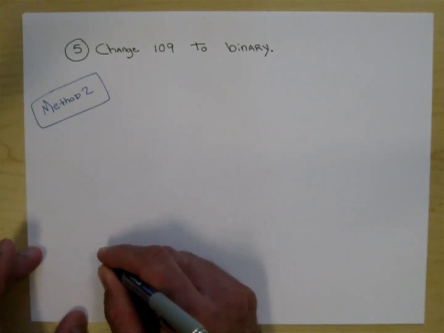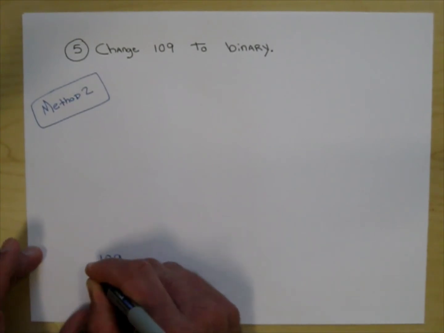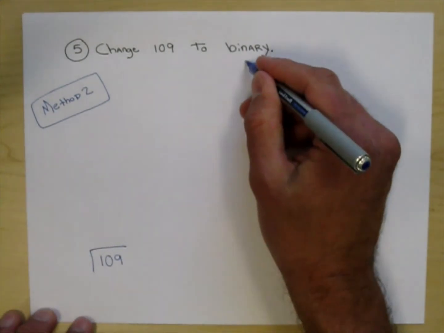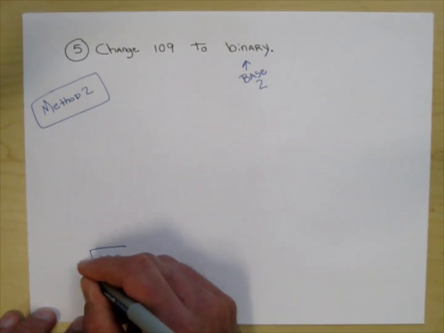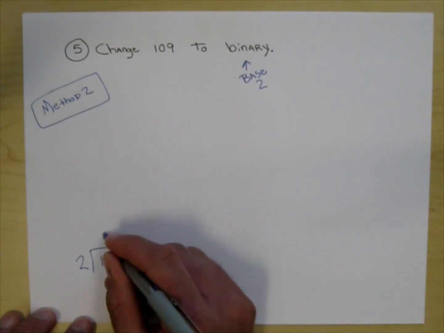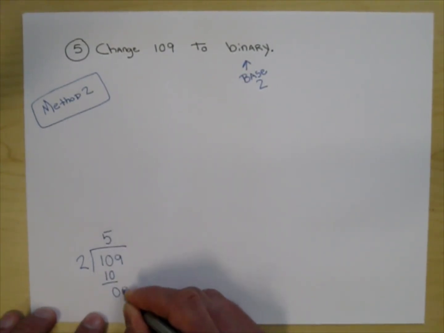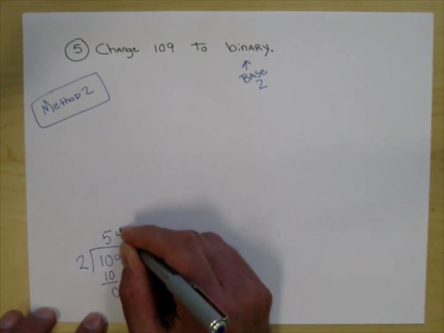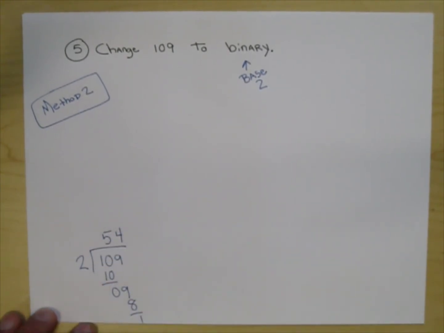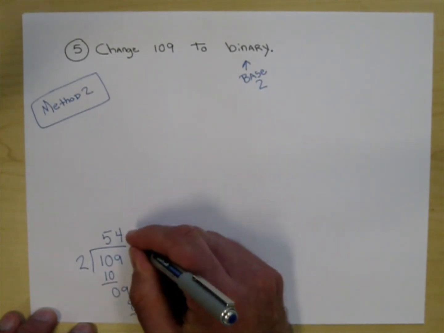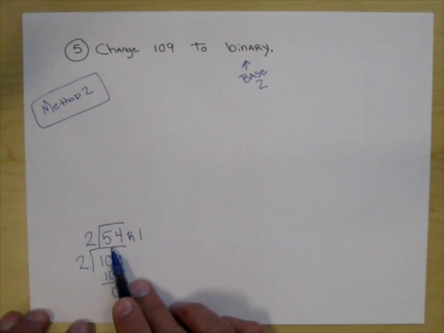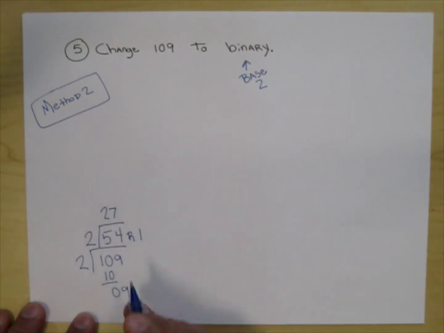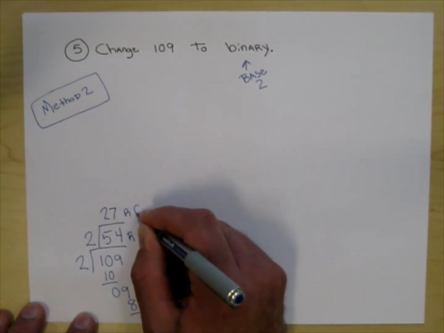Okay, so I'm going to do long division 109. Binary is base 2. So 2 goes into 109, 2 goes into 10 5 times. 5 times 2 is 10, subtract, you get a 0, bring down the 9, 2 goes into 9, 4 times. 4 times 2 is 8, subtract, you get a 1. The 1 is important, it's the remainder, 54, remainder 1. 2 goes into 54, well I know 2 goes into 50 25 times, so 2 goes into 54 probably 27 times with the remainder of 0.